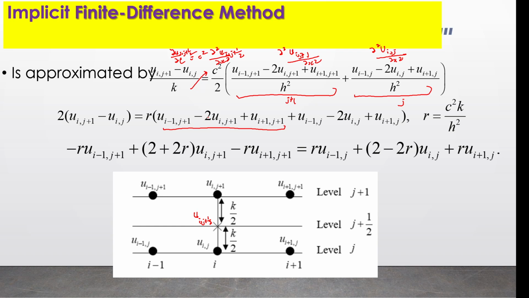This will become plus 2r here. Okay, plus 2r, collecting with here 2. So the total is 2 plus 2r u_i,j+1. Then this term, plus r, bring to the left side, becomes minus r u_i+1,j+1. Okay, and the last three terms here are still maintained at the right hand side.